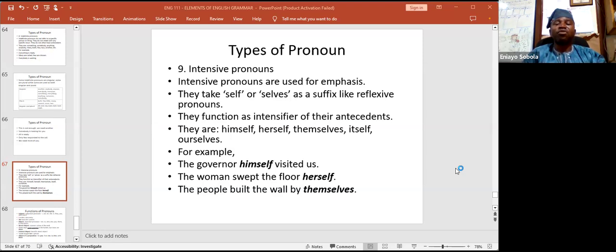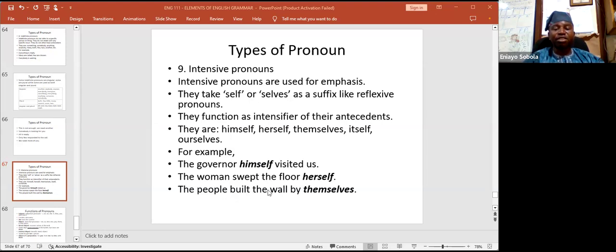For example, the governor himself visited us. In this example, himself shows that it's actually the governor that visited us, not his representatives, not his deputy or his vice. The governor himself. Himself here is laying emphasis on the subject, the governor who did the visiting. The woman swept the floor herself. Herself shows that it is the woman that performed the action of sweeping the floor, not her children, not her friends. It emphasizes or intensifies the subject, the woman who performed the action of sweeping.